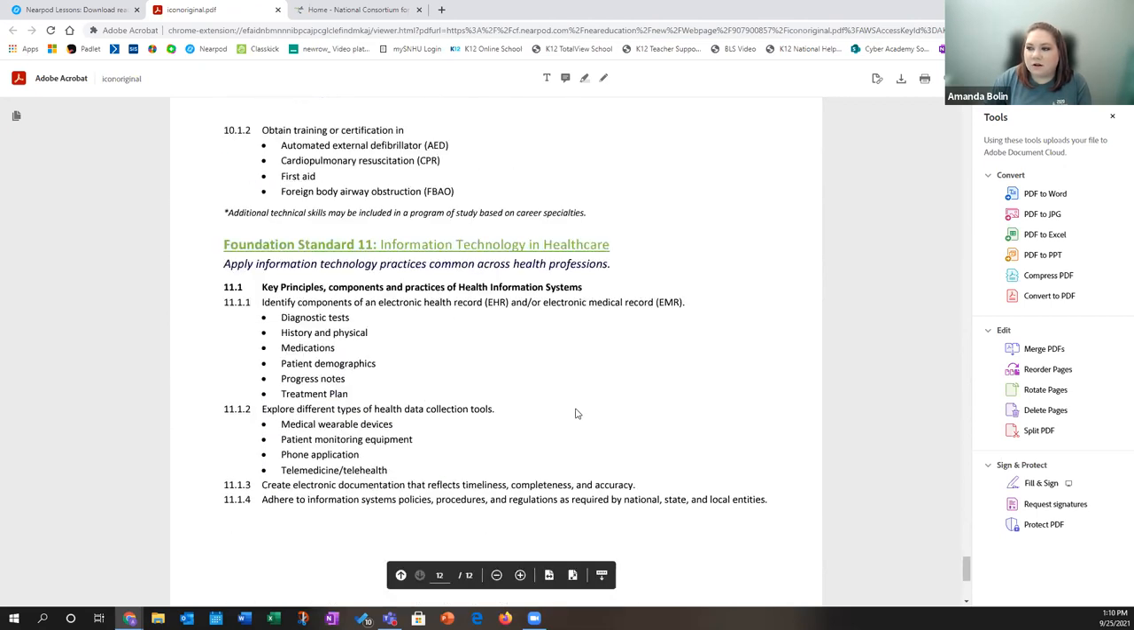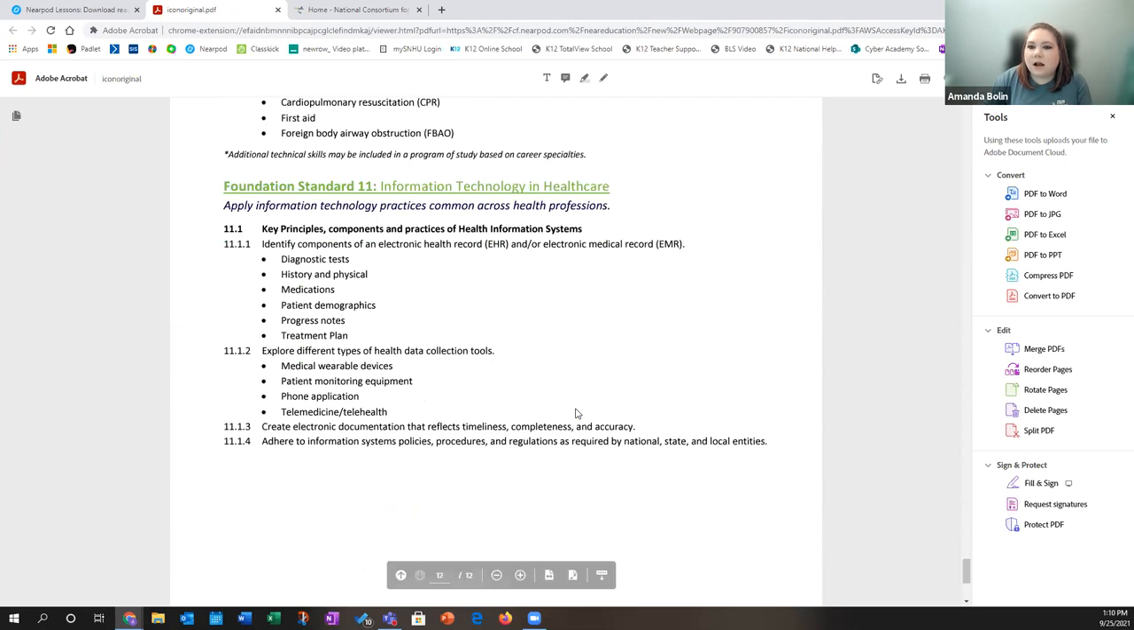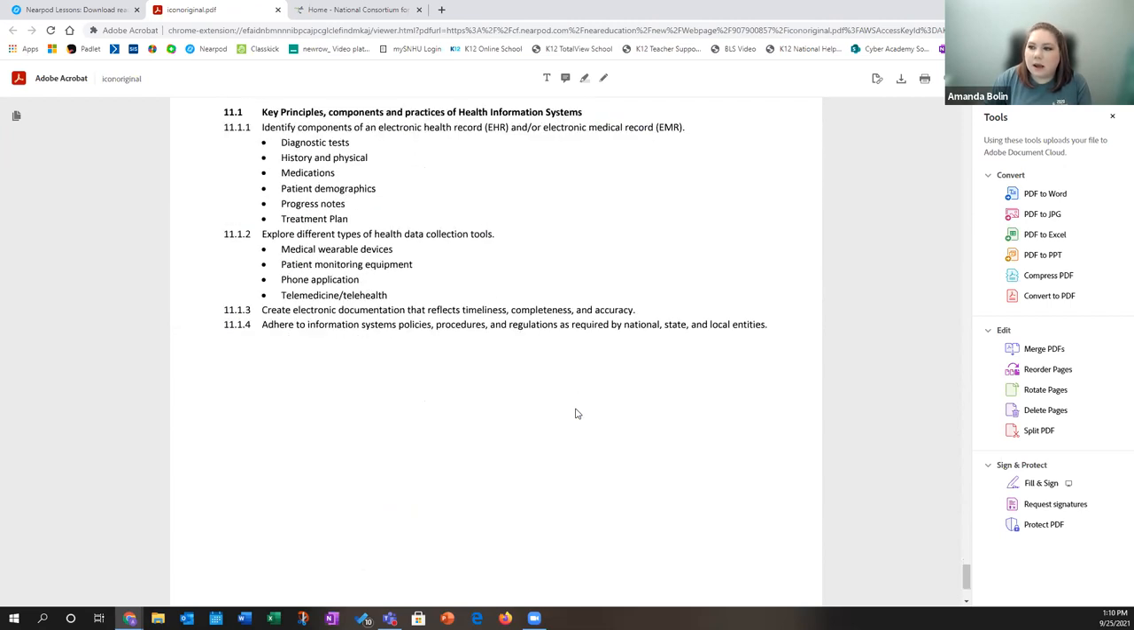And then we have standard 11, which is going to be our information technology. So our wearable medical devices, like our Apple Watches and things like that, diagnostic tests, charting.